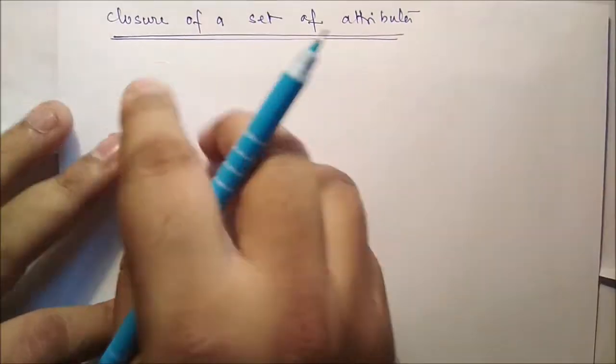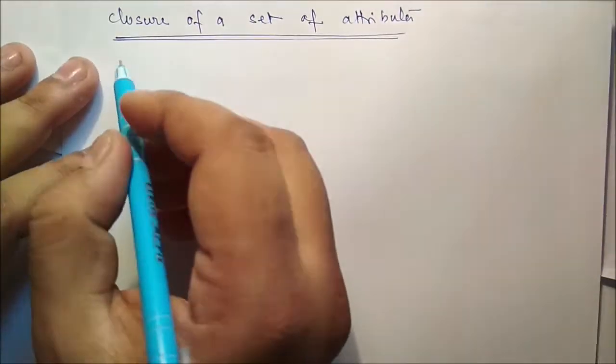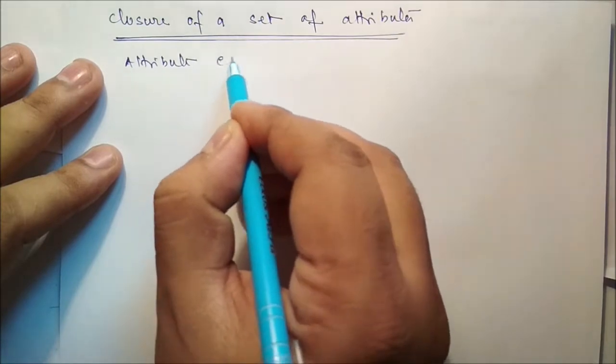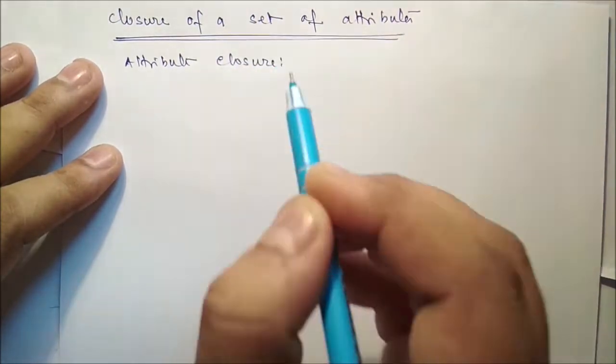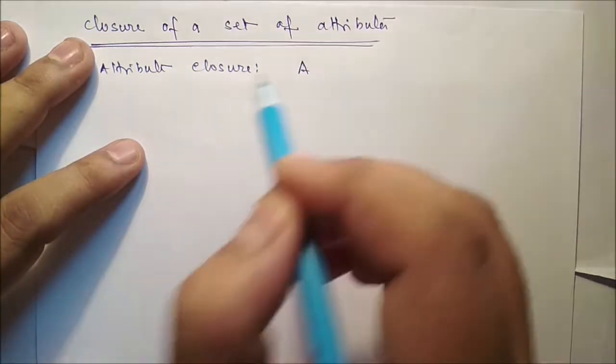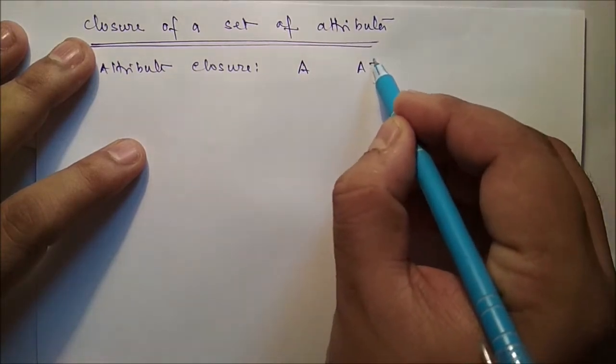Next we'll talk about closure of a set of attributes. Now, attribute closure. So what is attribute closure? Attribute closure of an attribute set A can be defined as a set of attributes which can be functionally determined from it, denoted by A plus.